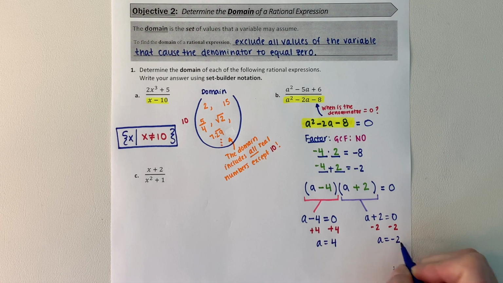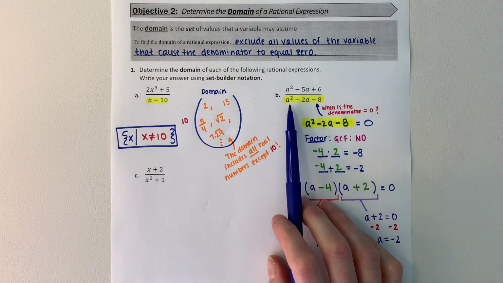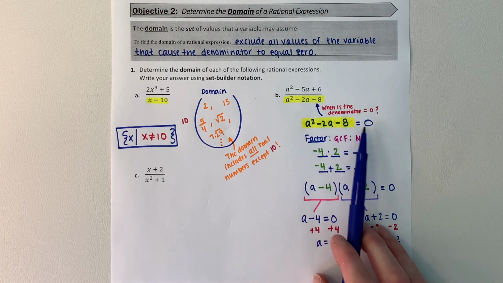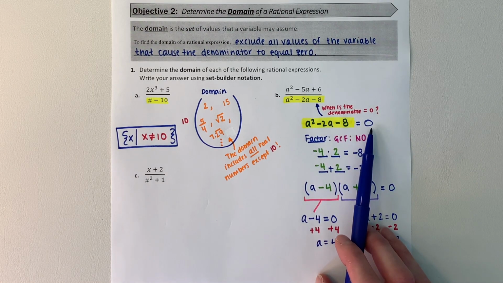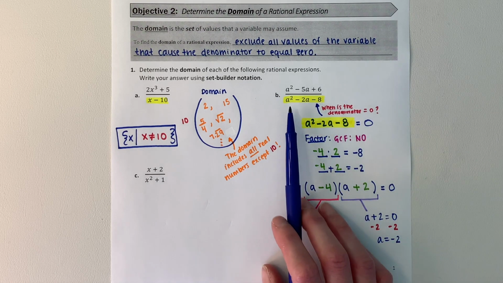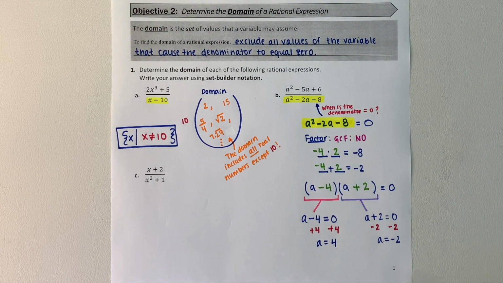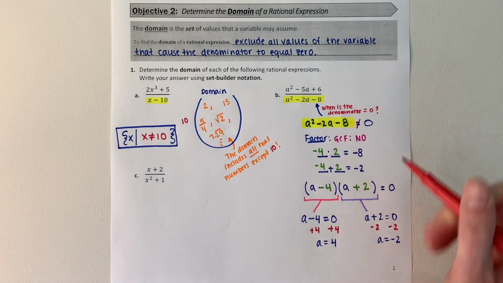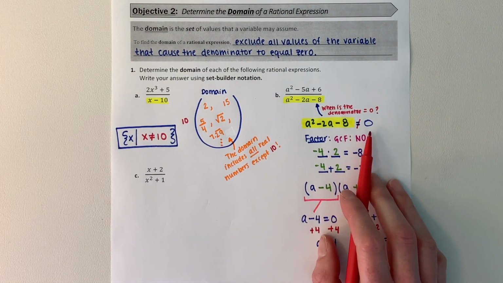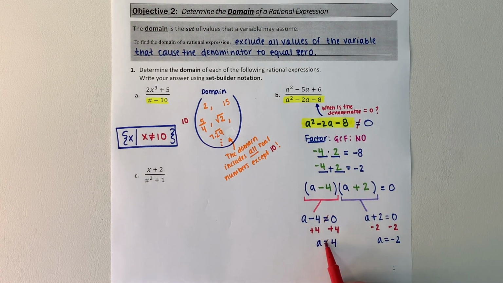equal to -2. Now, let's remember what we were trying to find. We were trying to figure out, when is the denominator equal to 0, because that will tell us the values of a that are not allowed. Because remember, in mathematics, the denominator cannot equal 0. So this is the denominator here. So I'm going to add a slash through here because the denominator can't equal 0. And so I'm going to add a slash through these equal signs as well, because these are the values that make the denominator equal to 0, and those values aren't allowed.